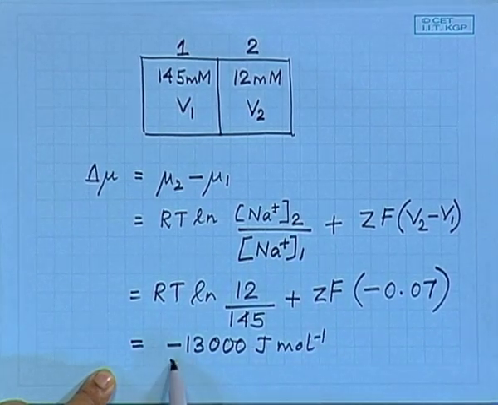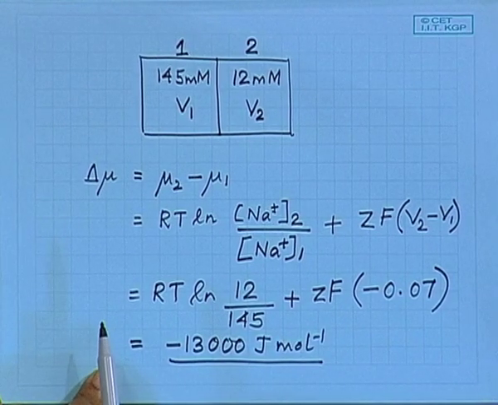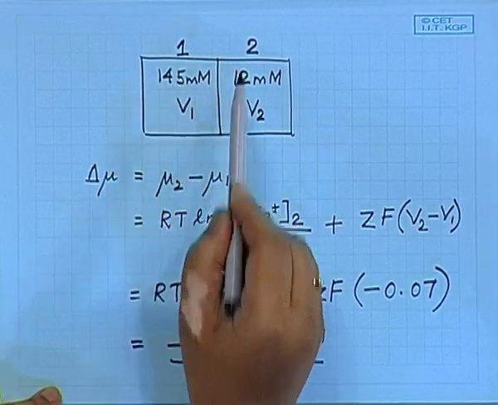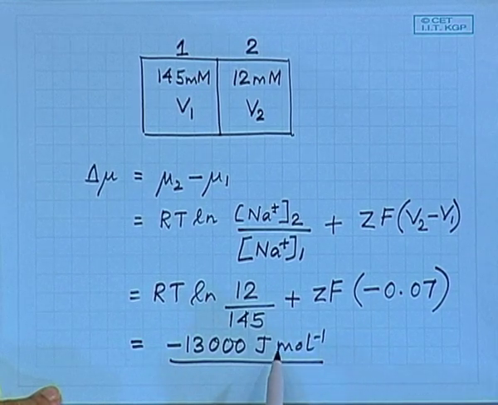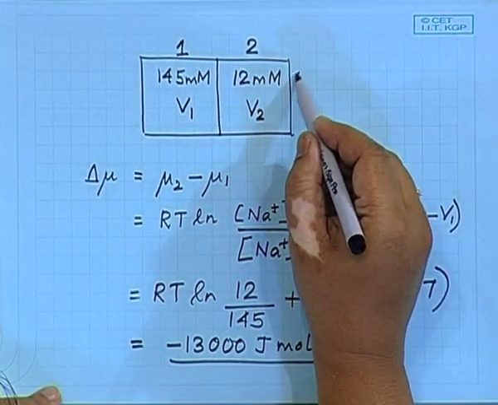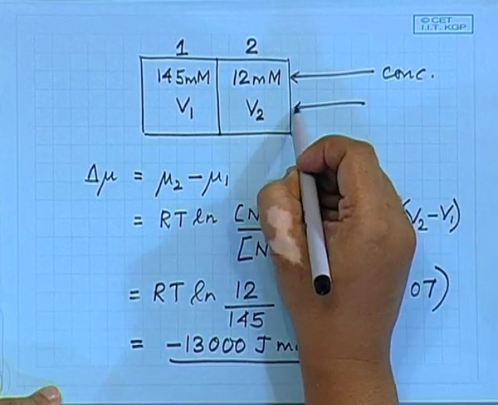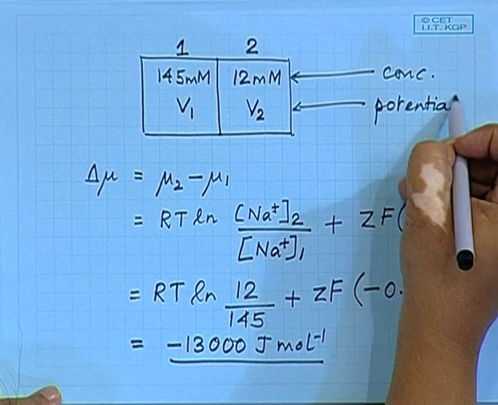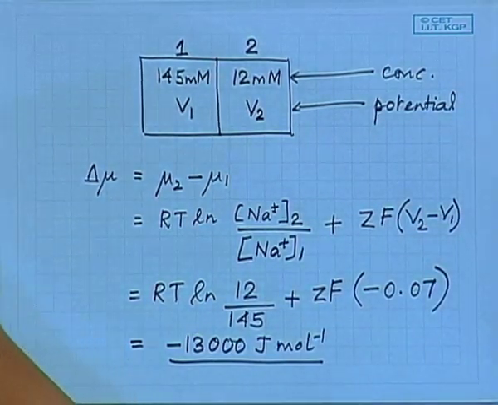So, what is it saying? That the transport of sodium from this higher concentration side to the lower concentration side is a favorable process. And you have a process that is a concentration that you have to consider and the potential that you have to consider. So, these are the two considerations that you have to make when you are transporting a charged species through the membrane.